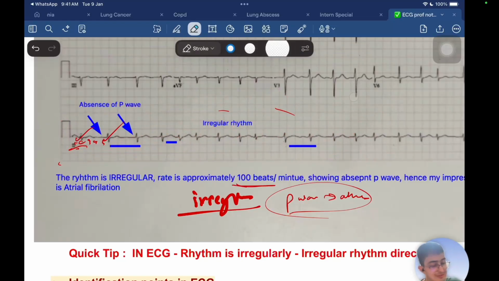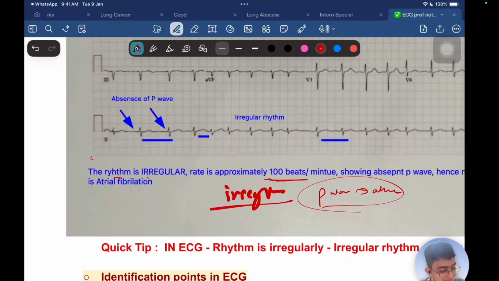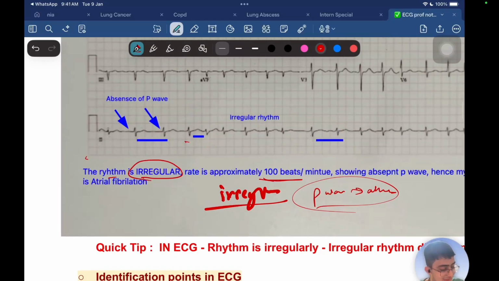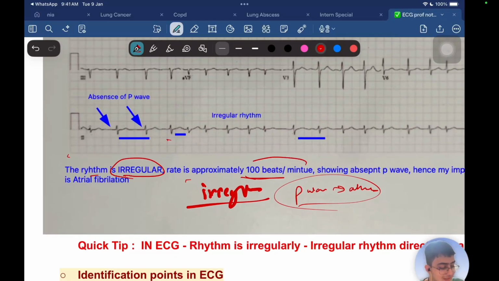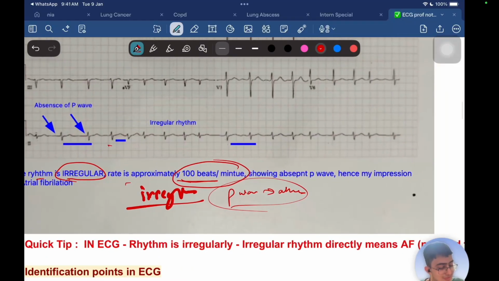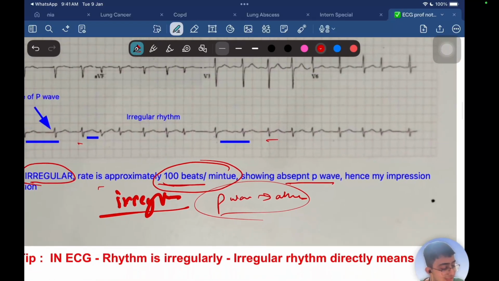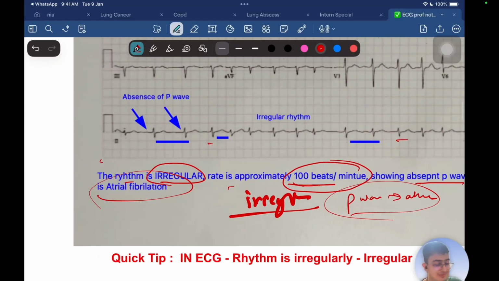So in your exams, what are you going to say? This is a 12 lead ECG showing the rhythm is irregular. The heart rate is approximately 100 beats per minute. And it shows there is absent P wave. So irregular rhythm and absent P wave. What is the combination? Hence my impression is atrial fibrillation. Does that make sense?